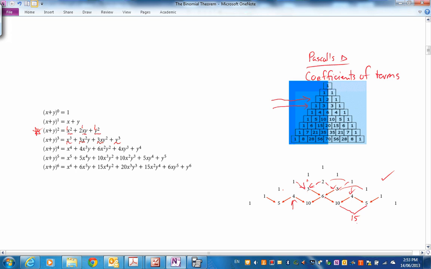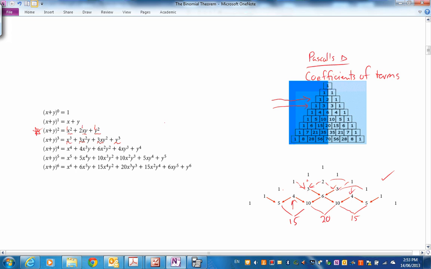That would be 15. And here would be 15, and so on. No, sorry, I've made a mistake there, haven't I? That's 20. The next 15 is over on the other side, so that's 20, and then this would be 15. So that's one of the patterns Pascal was actually looking at, how to generate further rows of the triangle.